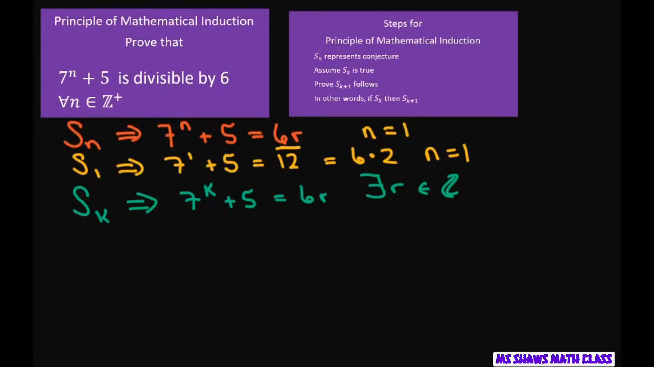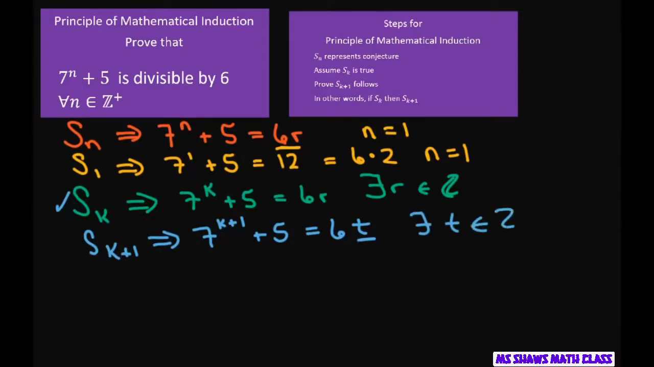And now we're going to prove, in other words, that this follows for s sub k plus 1, the next term. So 7 to the k plus 1 plus 5 equals 6t, and we need to have a different term here because it's going to be different than this one. For some t that's an integer. All right, and what we're going to do is make this one look like this one.